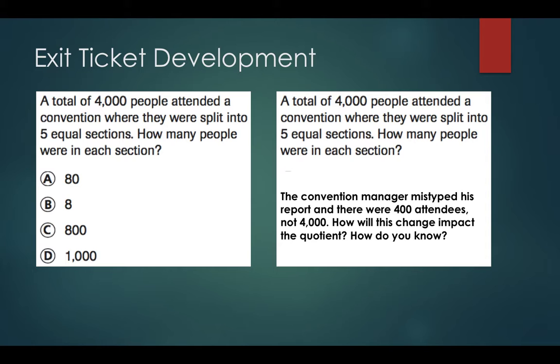Whenever possible, try to include a writing component to an exit ticket so that scholars don't have a way to opt out of showing their thinking. For this question specifically, this extension will allow me to determine whether the scholars are able to use place value connections with division, specifically 0 patterns.